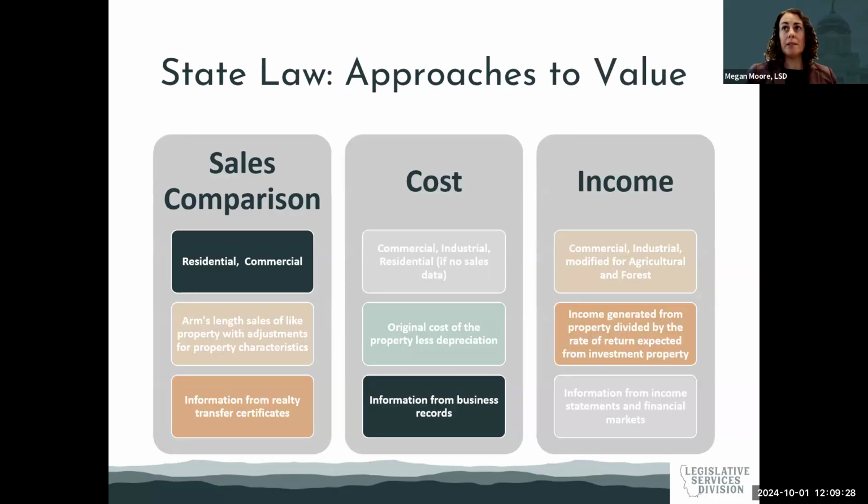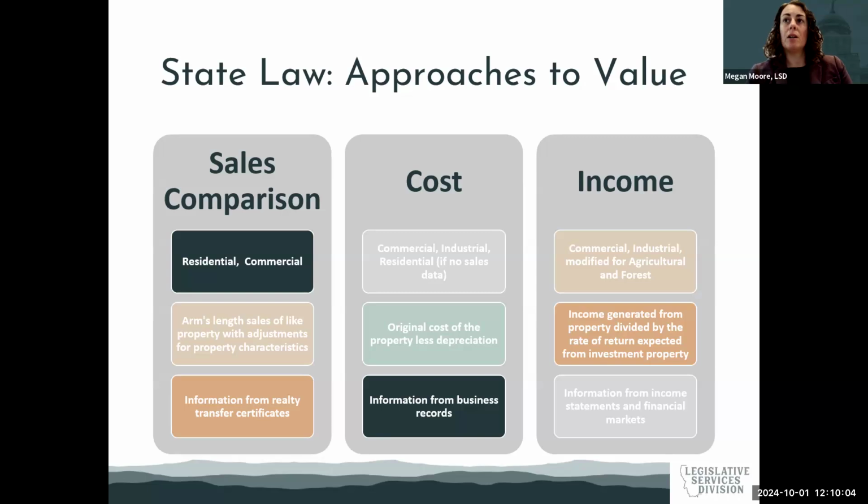State law also addresses the approaches to value, and these are used by the Department of Revenue to value property. There are 3 approaches to value. The first is the sales comparison approach, which is used mostly for residential and commercial property. And this uses arm's length sales of similar properties and adjusts the sales based on property characteristics. And the information for this method comes from realty transfer certificates that are prepared upon the sale of property.